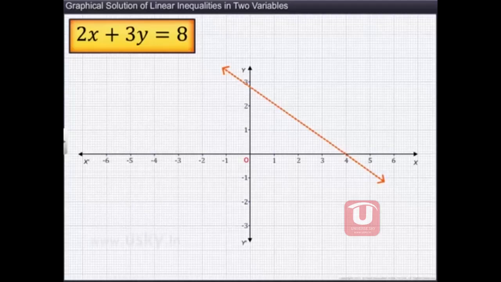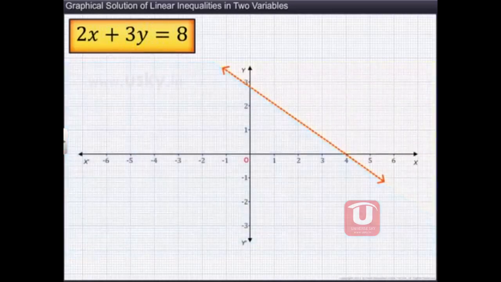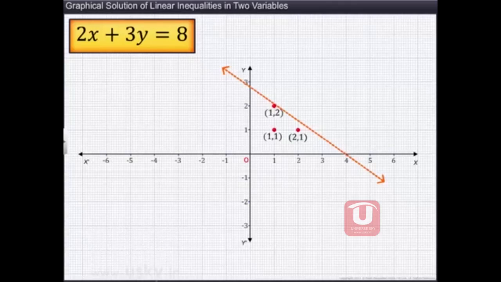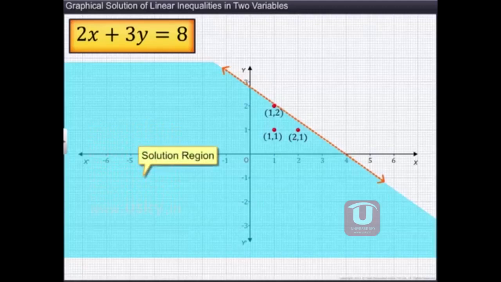This line divides the Cartesian plane into two parts, the lower half plane and the upper half plane. Let's plot the solutions of the inequality. We will also plot the point that is not the solution of the inequality. We can observe that the solutions of the given inequality lie on only one side of the line. We call the region where the solutions are located the solution region. For the given inequality, the solution region is the lower half region.